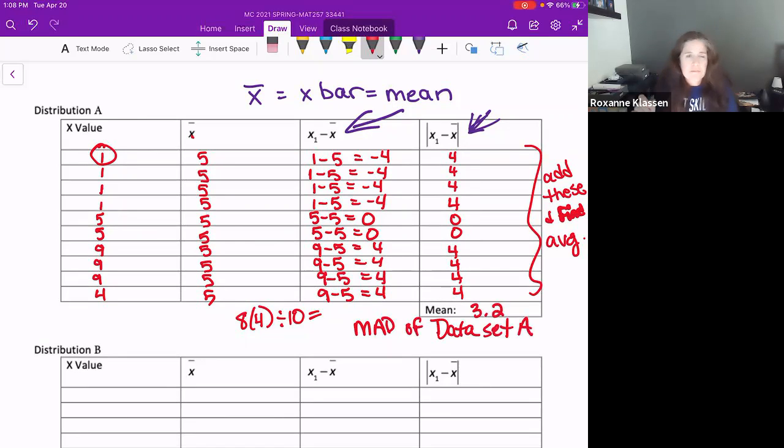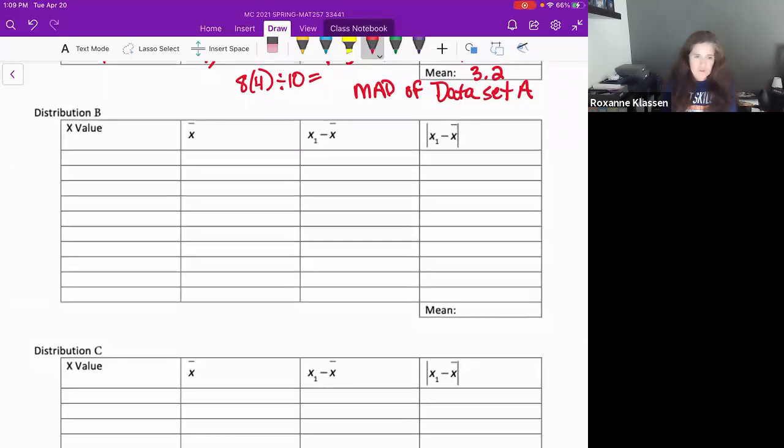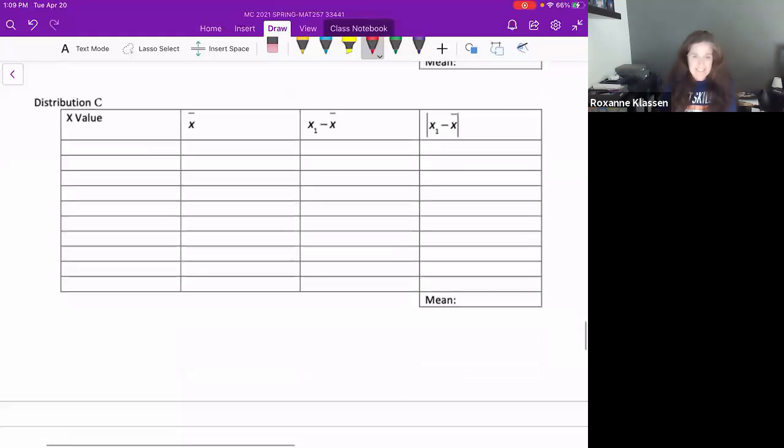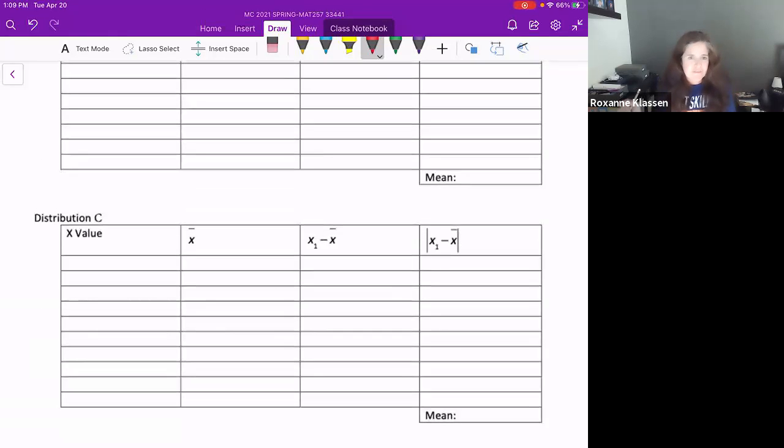So the MAD, or the mean absolute deviation of set A, is 3 2/10. So what does that mean? That means that the average distance that the data points are from the mean is 3 2/10. So on average, the data points are 3 2/10 away from the mean. Now, you're going to do the exact same thing for distribution B and distribution C and calculate your mean absolute deviation. Then you're going to go back and answer that question.